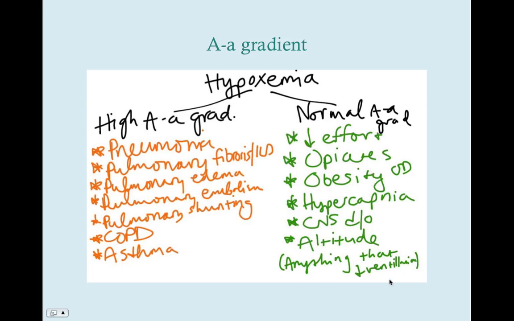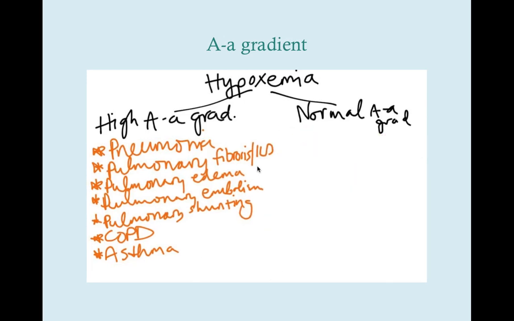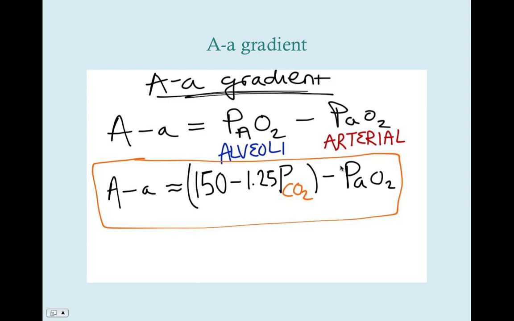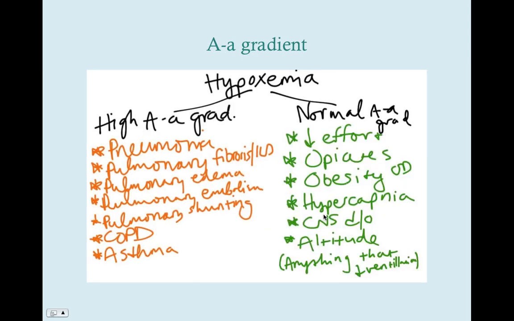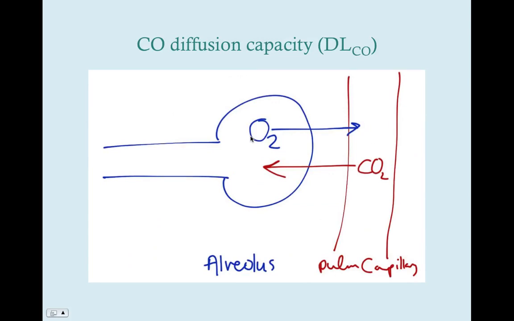So all of these are not lung related. They may be lung related in that you're not breathing as much, your respirations per minute are less, but they're not a disease of the lung. So these are normal AA gradients. These are high AA gradients because they're a disease of the lung. Either because they are a decrease of the PaO2 or an increase of the PCO2. Okay, hopefully that's clear. Okay, now let's talk about the diffusion capacity of CO.